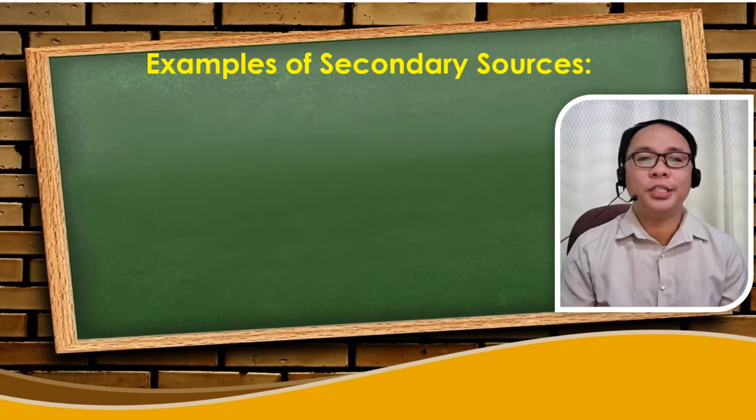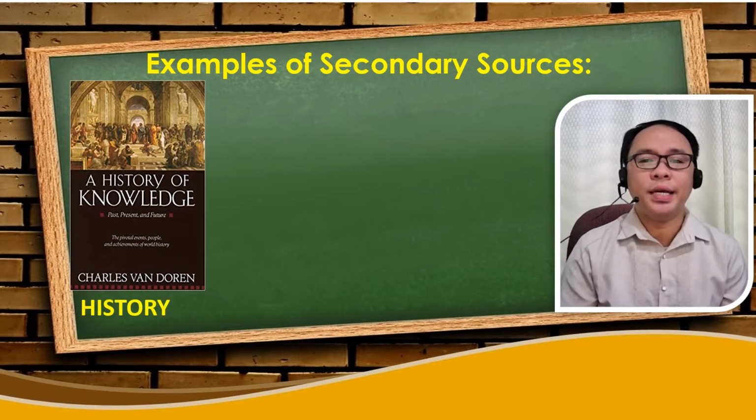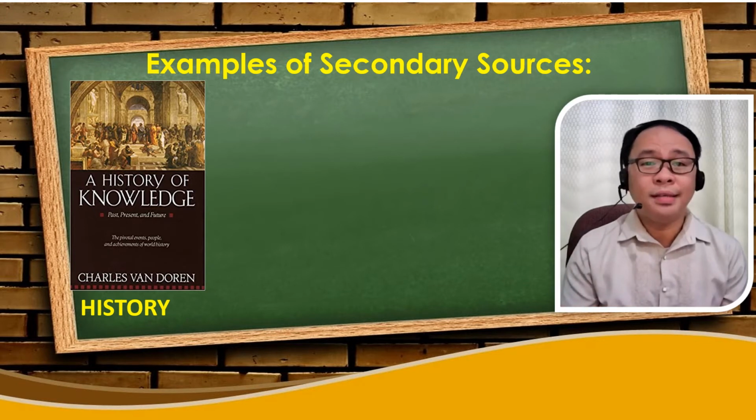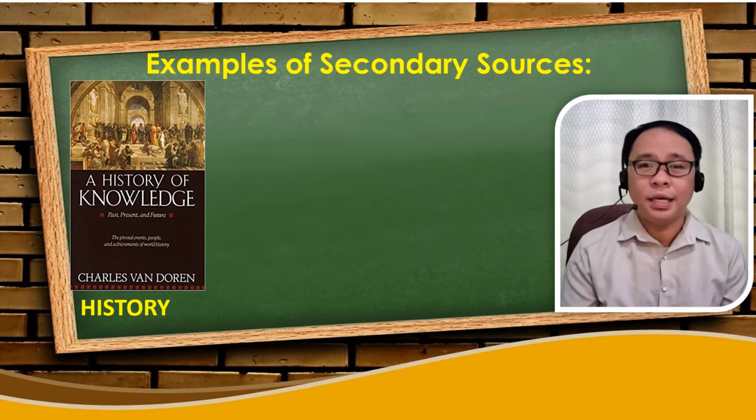In addition to secondary sources, we also have history that contains the whole series of past events connected with someone or something. So if you happen to read history books, this is a very informative kind of source of information because you can discover the past. You can get information about the past.